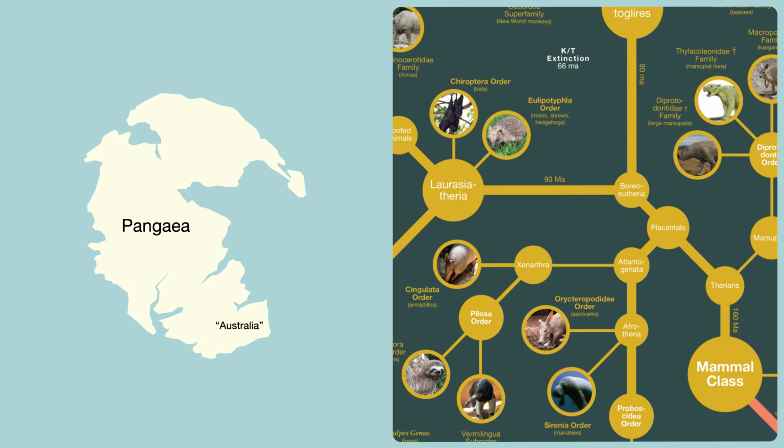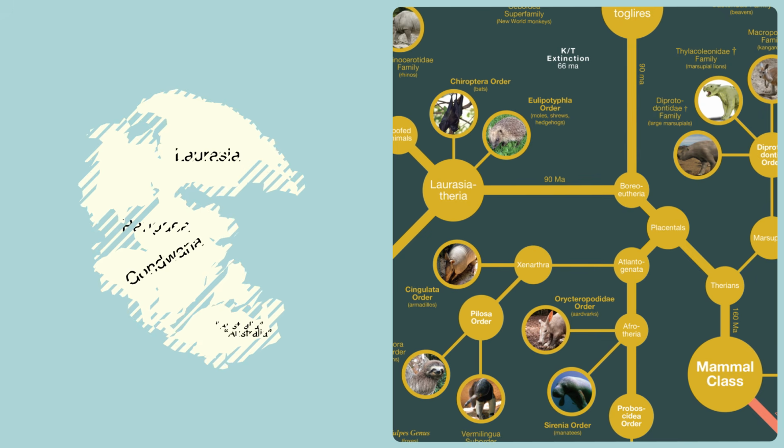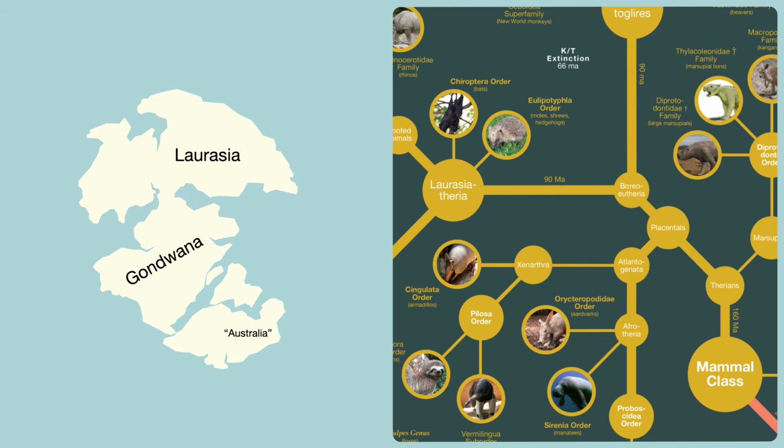Eventually, though, the largest chunk of Pangaea split into two main parts, Laurasia in the north, being comprised of what would eventually become North America, Europe, and Asia, and Gondwana in the south, which was basically South America and Africa squished together. So the reason why we have two main types of placentals is that the Boreoeutherian mammals initially evolved in Laurasia, whereas the Atlantogenatan mammals initially evolved in Gondwana.